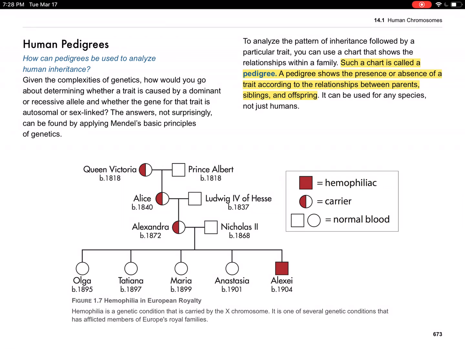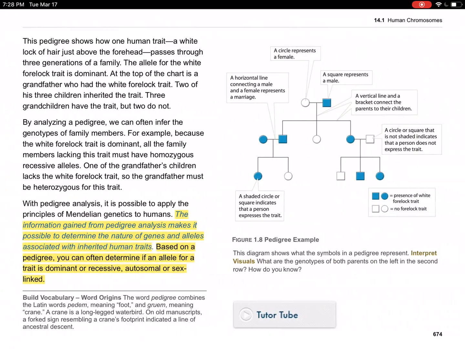Hemophilia is a genetic condition that is carried by the X chromosome. It is one of several genetic conditions that has afflicted members of Europe's royal families. You can gain lots of information from a pedigree, such as if the trait is dominant or recessive, autosomal, or sex-linked. And that wraps up section 1 of chapter 14.